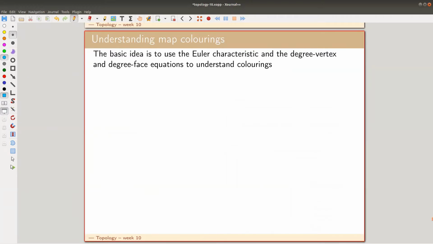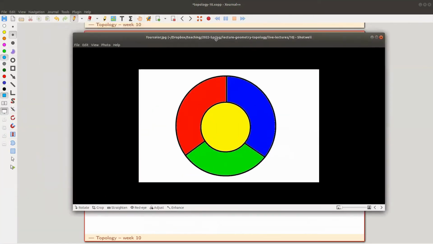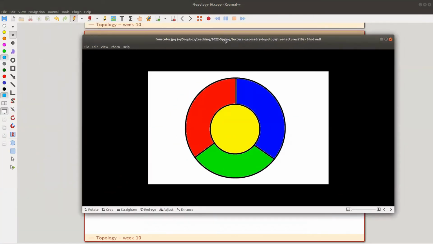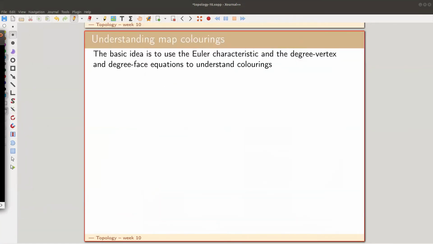Again, I pull up my picture. So finding lower bounds is usually very easy, as you can see here, but finding an upper bound, which is what we really want, is hard. And we can actually do this with our Euler characteristic.